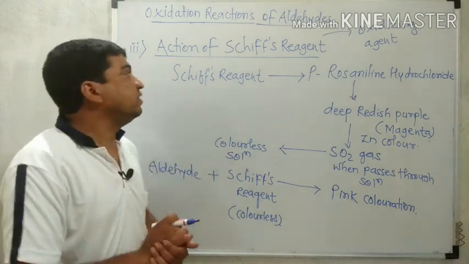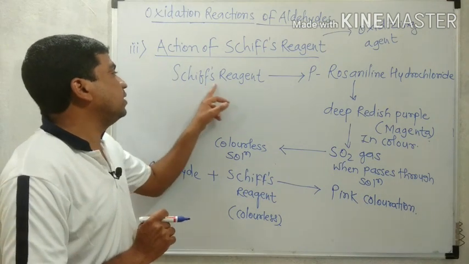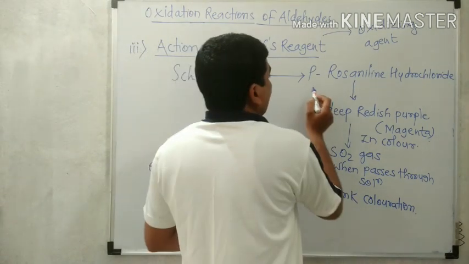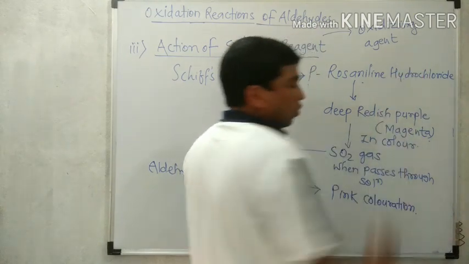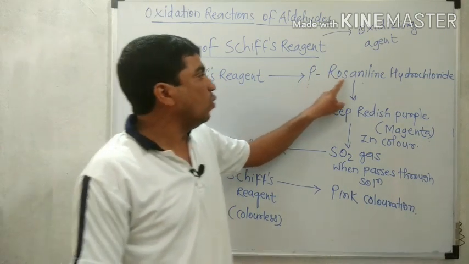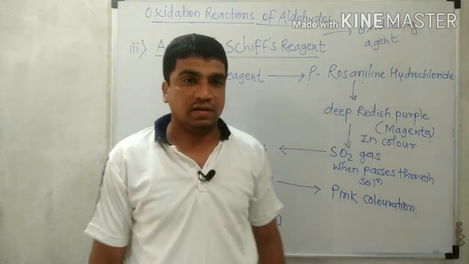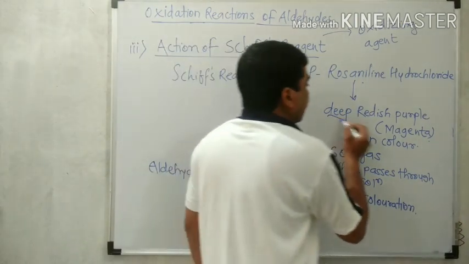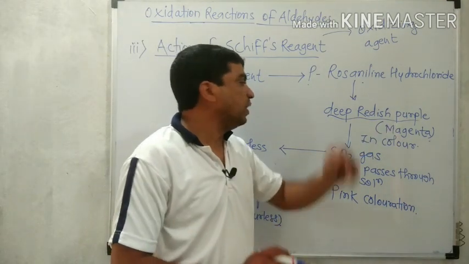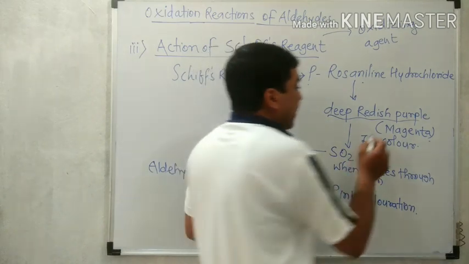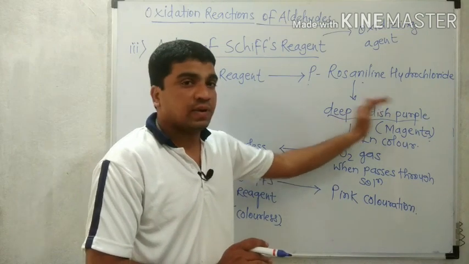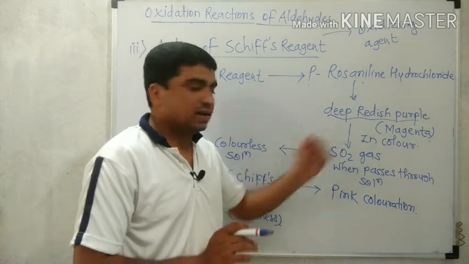So, firstly, what is Schiff reagent? Schiff reagent is actually a solution of para-rosaniline hydrochloride, which is deep reddish purple in color. Which color? Deep reddish purple in color. That is also called magenta. So para-rosaniline is deep reddish purple, that is magenta in color.